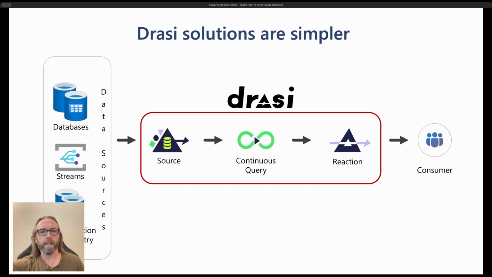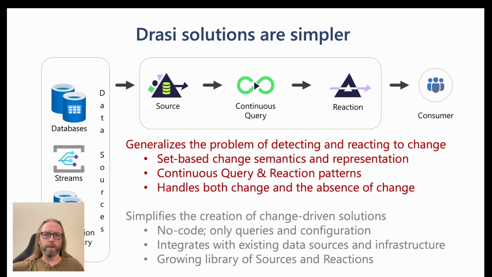And these allow you to integrate with downstream systems, such as writing to databases, sending messages down messaging infrastructure, sending email. Sources and reactions are both extensibility points in Drasi. So if the set of sources and reactions don't do what you want, you can easily write your own and contribute to the community.